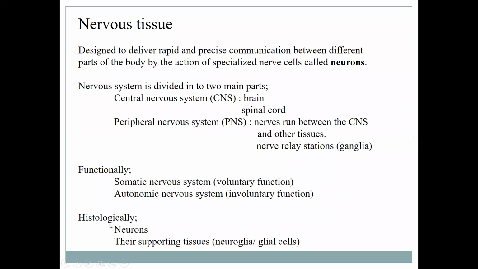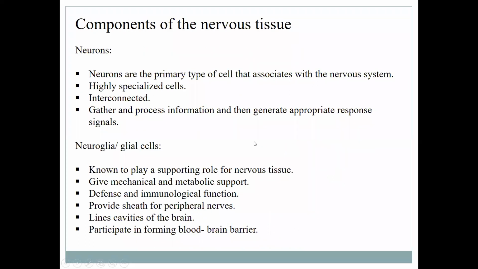Histologically, there are various cell types in the nervous tissue. Basically, we can categorize them into two: neurons and their supporting tissues. These supporting tissues are called neuroglia or the glial cells. So, when we talk about the components of the nervous tissue, histologically, we can divide them into neurons and the neuroglia or the glial cells.